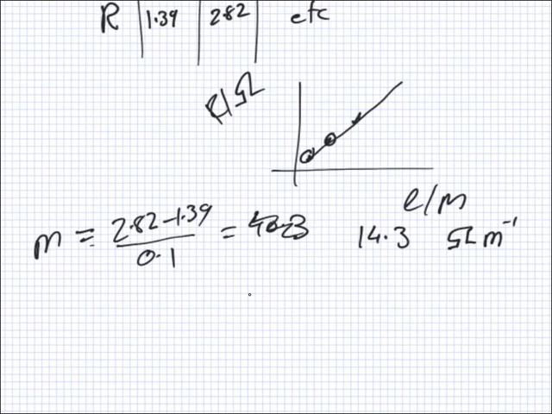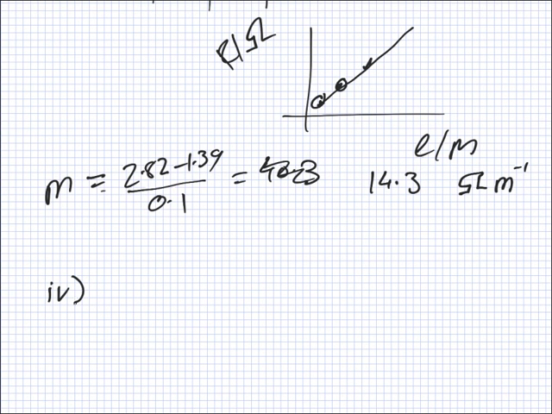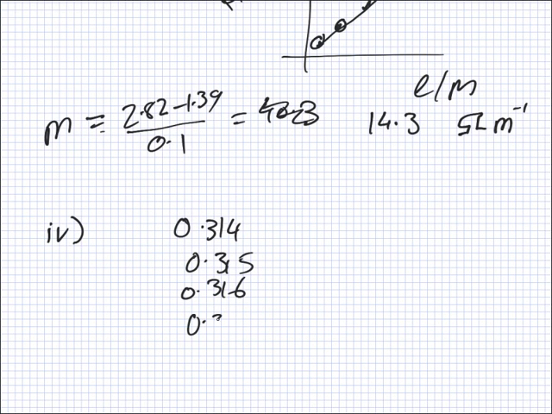Right. Part 4. I don't know what they were doing. They just gave you 4 numbers and they asked you for the average of them. Four different lengths of wire for 1 mark. So what's the average of these 4 numbers? 0.314 plus 0.315, 0.316, 0.315. Yeah, what you got here? Is it 0.315? Yeah. So the average is 0.315 millimeters.